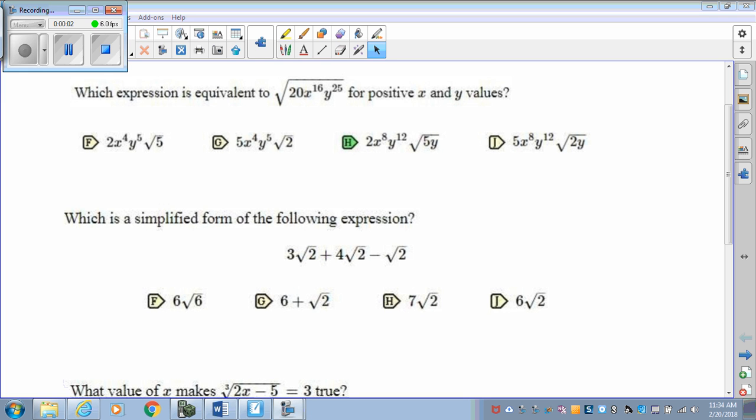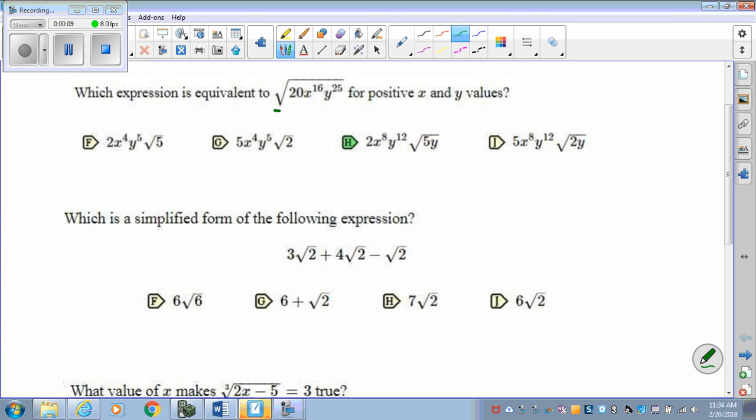Okay, more JLAB questions. We are simplifying radicals. So starting with this expression, right? It's an expression because there's no equal sign. We're not solving anything. We're just simplifying. So we start with the number, square root of 20.